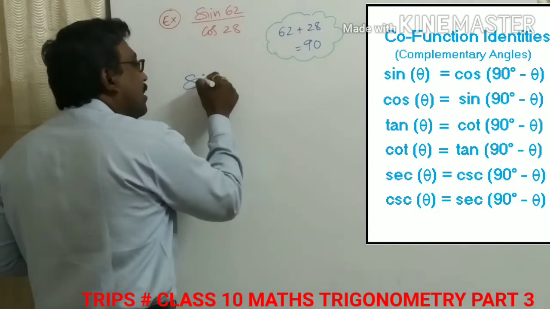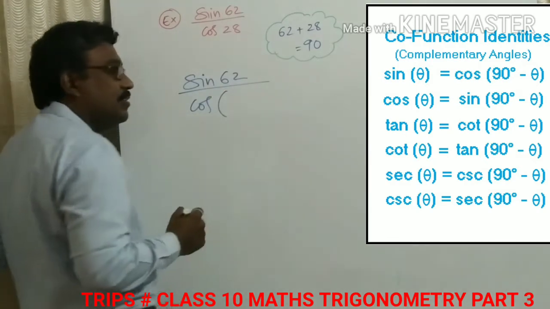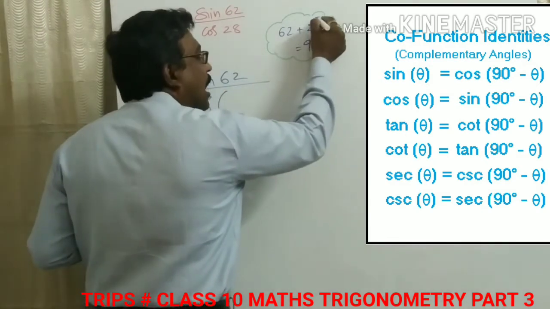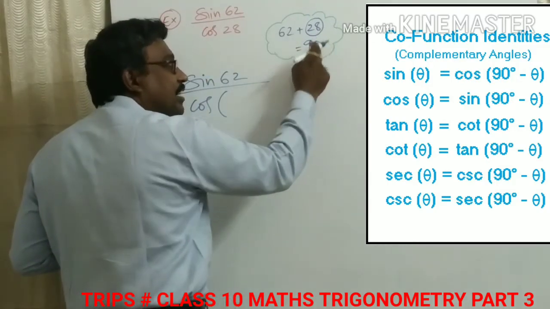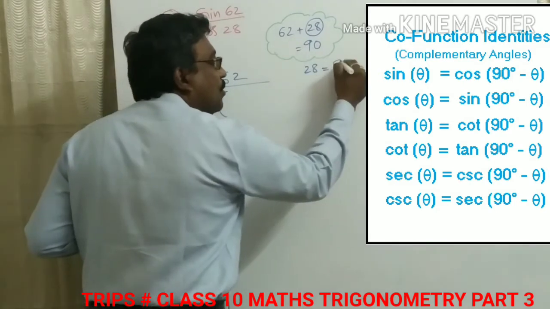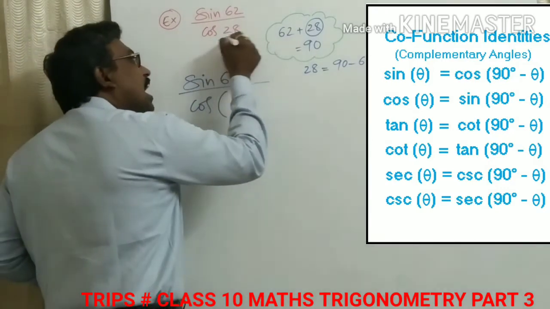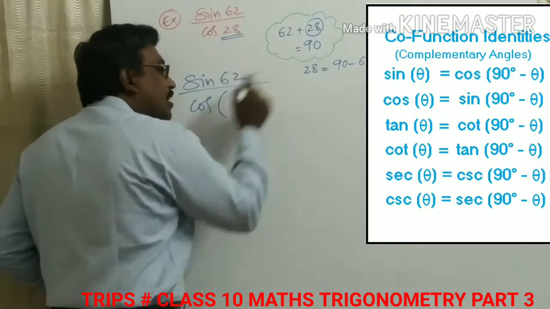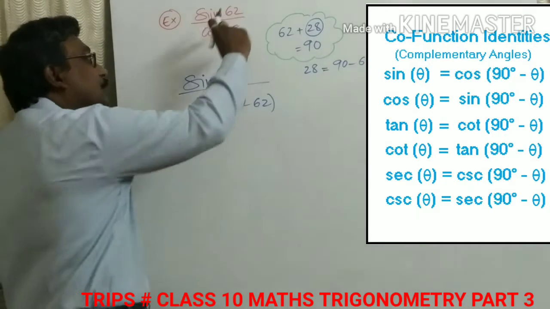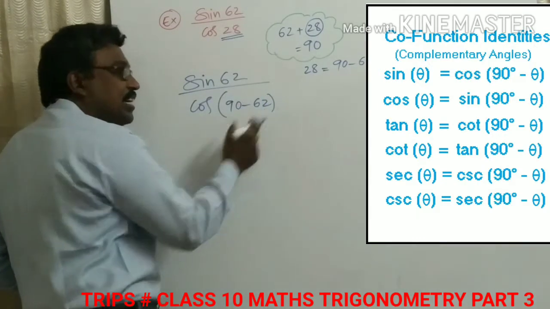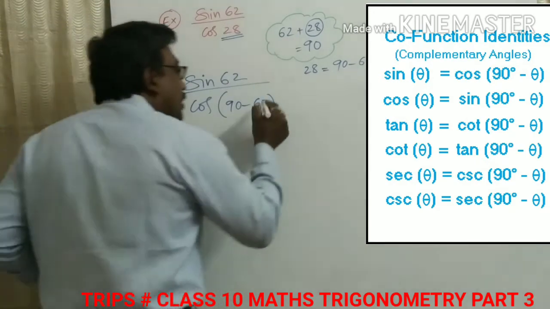See, I am writing sin 62 by cos 28. From this part I am eliminating 28. 62 plus 28 is equal to 90, where 28 is equal to, can I write 90 minus 62? Instead of the 28 value, I am replacing 90 minus 62. I am not changing any value. The 28 value I am writing as 90 minus 62. That's it. Okay, now check here.